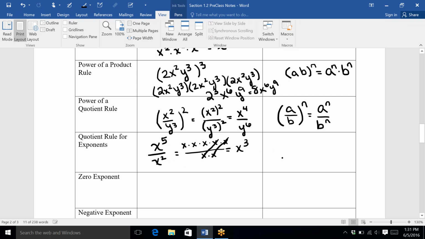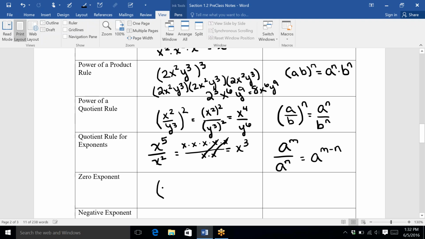A quicker way to get there is to notice that that is 5 minus 2. It's subtraction of the powers. So a to the m over a to the n is a to the m minus n. I don't always do the subtraction rule. I just look at the powers and say, where do I have more? I have 3 more on top. So that sometimes gets you to the answer a little quicker.